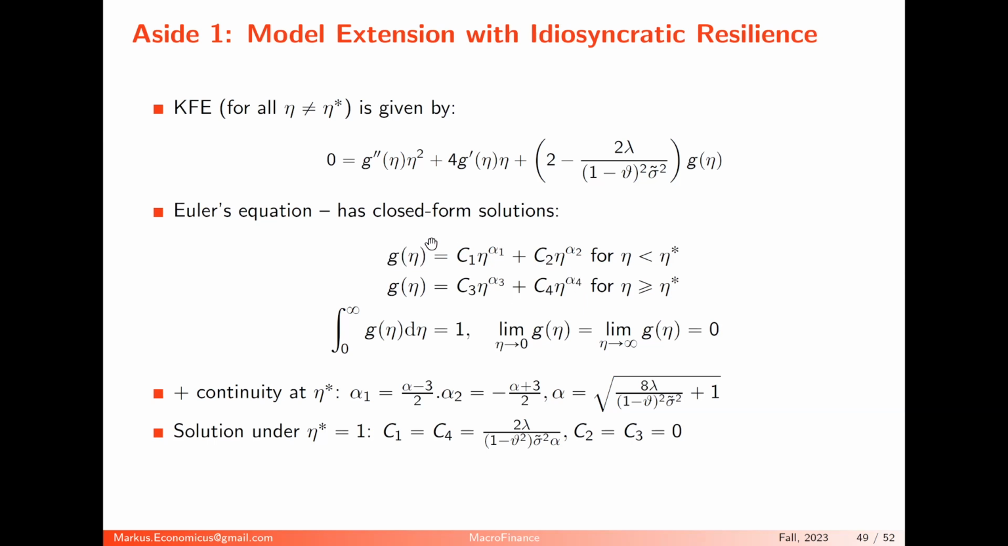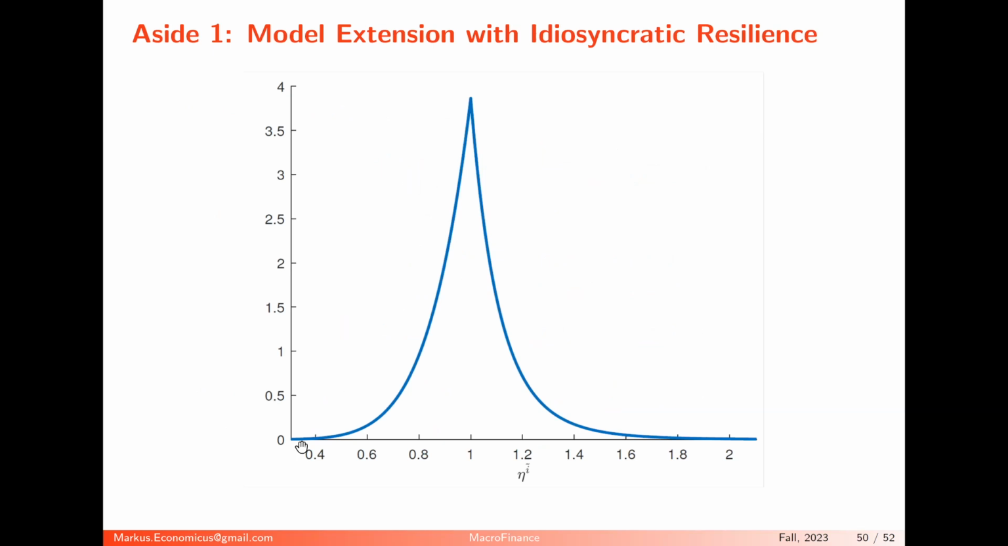So the stationary distribution is in closed form with these constants, and the constants are given by this. C1 and C4 is the constant is this, and C2 and C3 is 0. So this goes out, this goes out. These are the two constants here. And then you have actually an explicit solution for the G in closed form. And that's how it looks. So that's the distribution if you run this model.